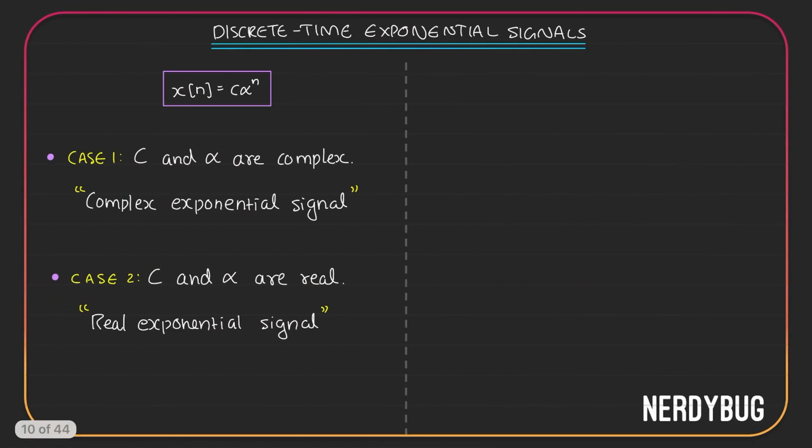Let's now move on to discrete time exponential signals. It will be defined mathematically as x of n. Let's take a general expression C alpha raised to n. In the first case, if C and alpha are both complex, we can call it a complex exponential signal. In case 2, if C and alpha are both real, we can call it a real exponential signal.